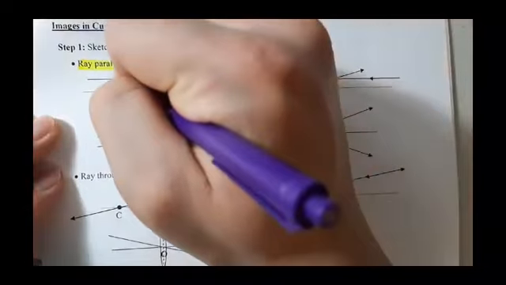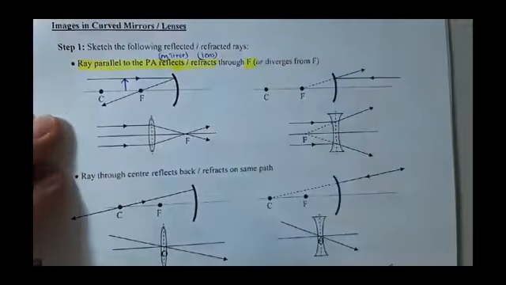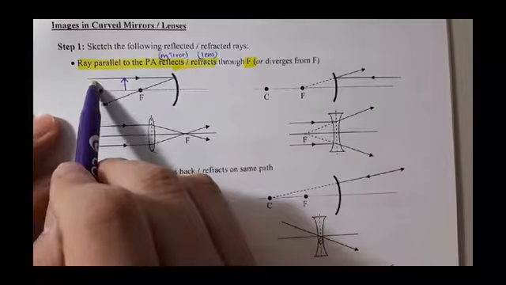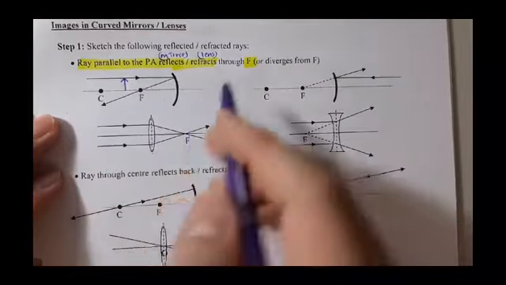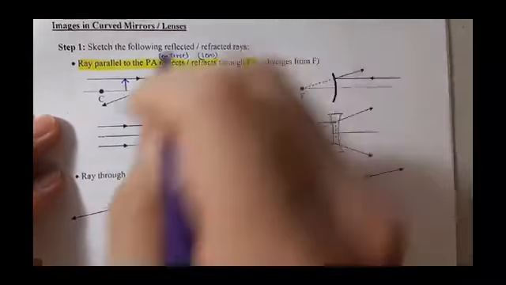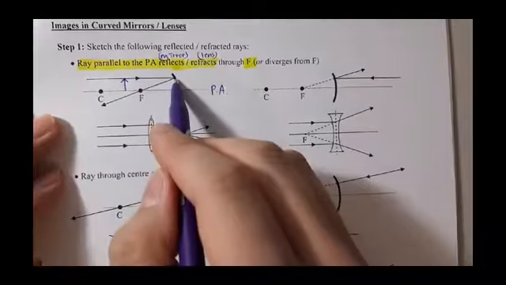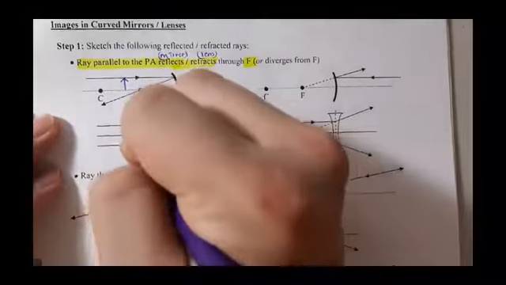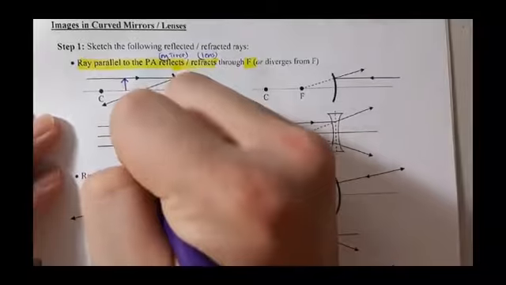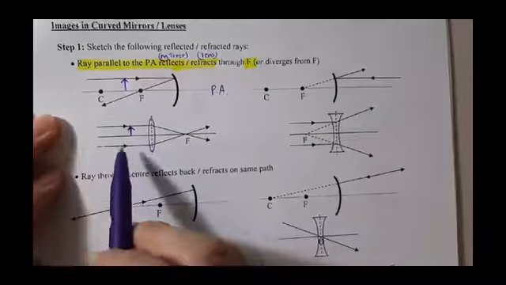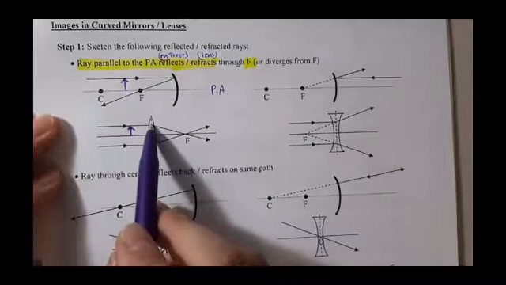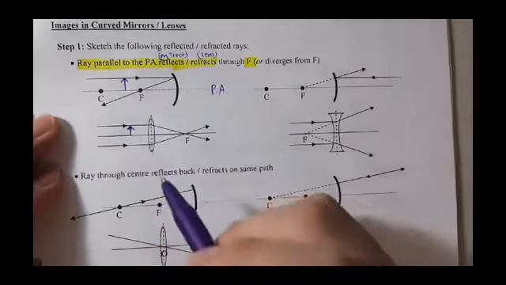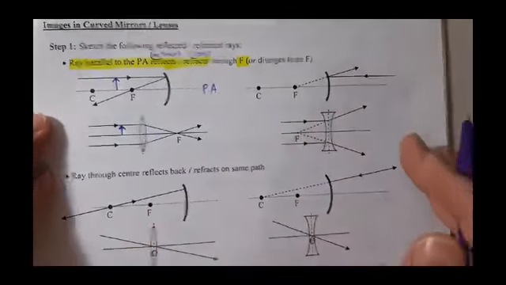Imagine I have an object that is about this size. Then you have to go through a parallel line to the PA over here, the principal axis, and then if it's a mirror, reflect and go through this F, something like that. If it is a lens, same thing, you have to go through that and then bend your angle towards F. This is a converging situation, if you will.